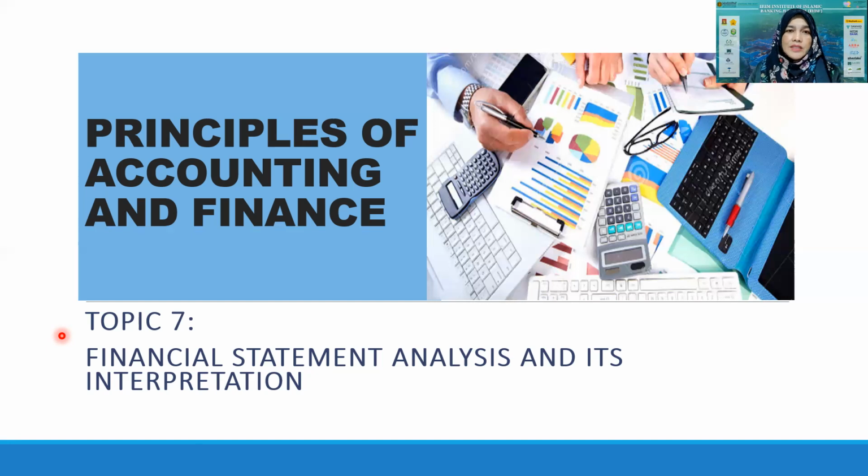For example, the statement of comprehensive income, the statement of financial position, the statement of cash flow, the statement of changes in equity, and also the notes to the accounts. And you also have gone through the actual annual report of Nestle Berhad. That would give you a good knowledge on how financial statements are presented to the users of financial records. For example, the potential investor and the existing investor, what are the items that they look at when they go through financial statements.